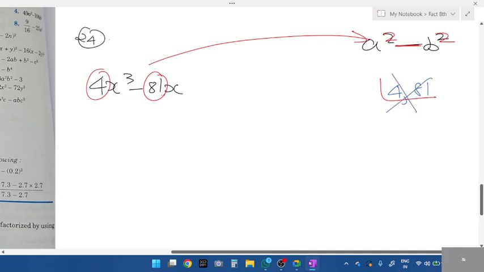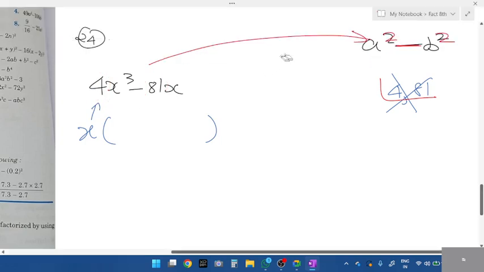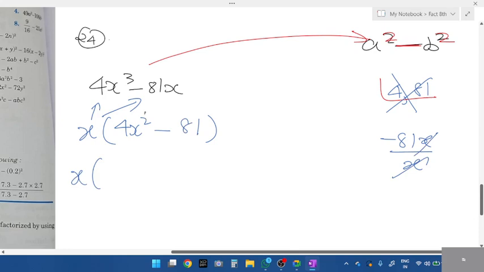What about x cube and x? Which one has less degree, x cube or x? X. If I take out x, what's the remainder you get? Do normal factorization first. 4x square, right? 4x square. Amilda, Kashika, you know how to get the remainders, right? Minus 81x divided by x, minus 81.